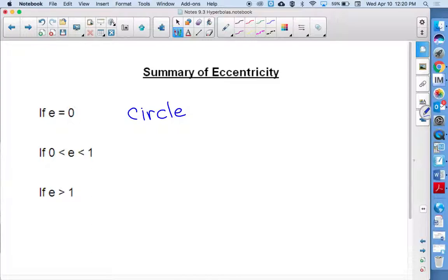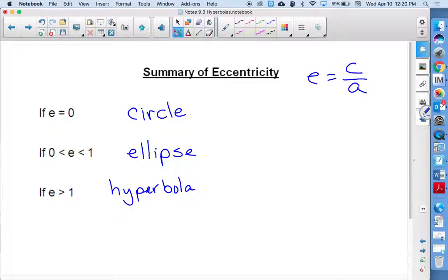When it's between 0 and 1, that's the ellipse. And the reason it's between 0 and 1 is because the distance is shorter than A. So when I take a number smaller than A, I'm going to get a number, when I divide, that would be between 0 and 1. When it's greater than 1, it's the hyperbola. And we just said that's because the C is past the A value, it's larger than it, so the number on top of our eccentricity value will give us a number bigger than 1.